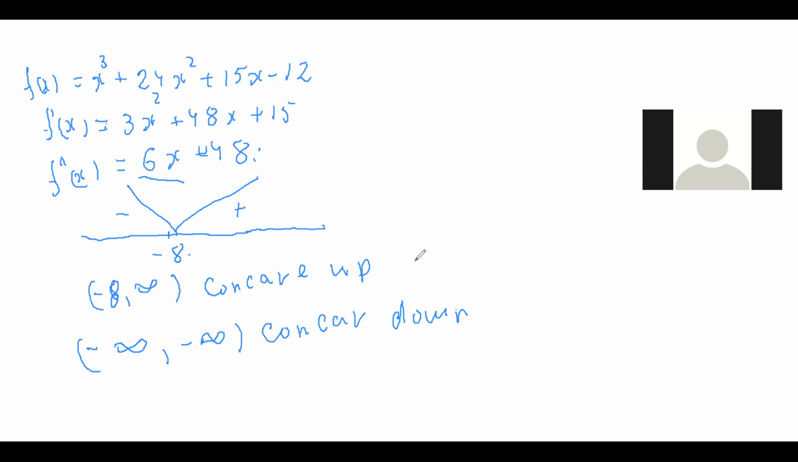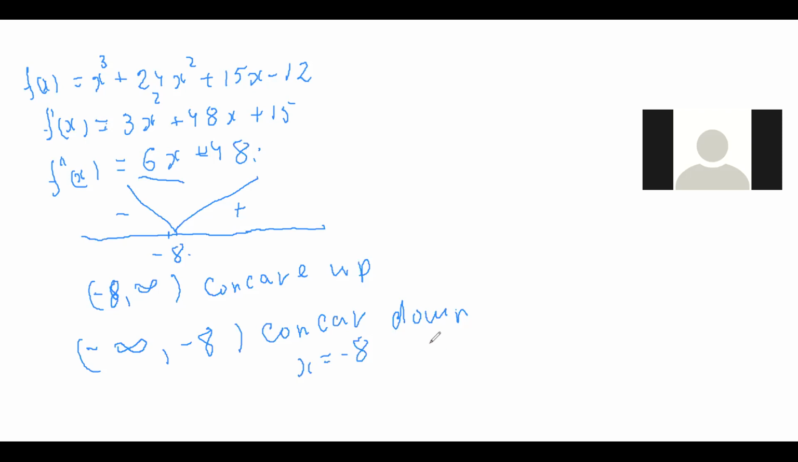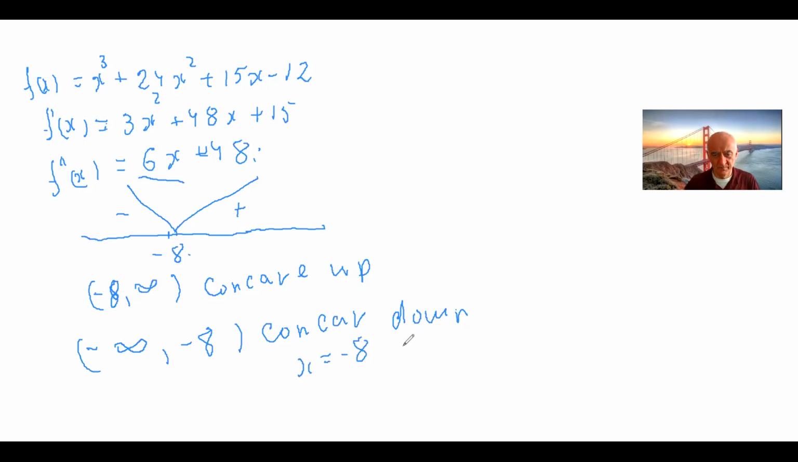Excuse me, how did you find out that from minus 8 to... Okay. Yes, yes. Here must be 8, yeah. Thank you. Okay, thank you. And as for point x equals minus 8, this point is called inflection point. So inflection point, this is the point when graph changes concavity. Okay.